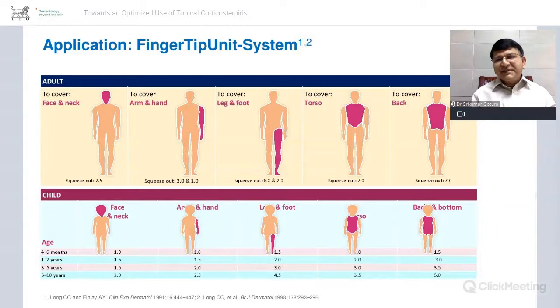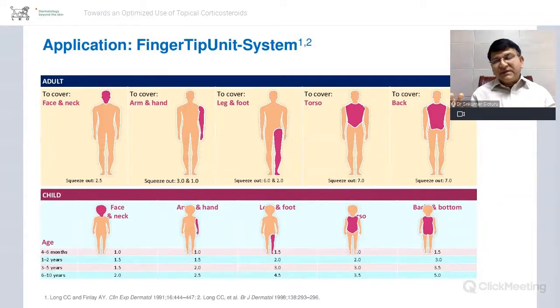The nozzle of most of these tubes is about 0.5 millimeters wide. And when you take one fingertip unit, you can use it on a maximum of 4 hand spreads of an adult palm. This is a simple way of remembering. Of course, you could use a chart in your clinic for adults and for children, or even print it out and give it to them to teach them how much to use. But there are other ways also.